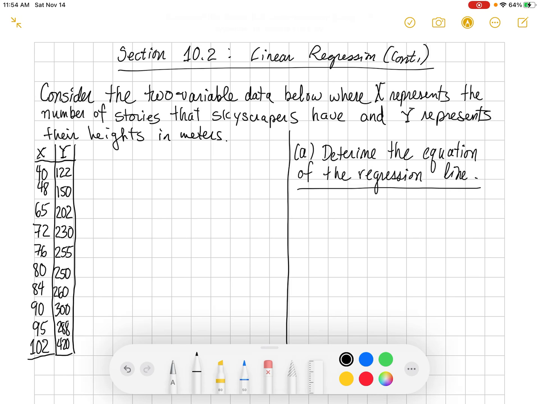So for example, a 40-story skyscraper here is 122 meters in height, all the way up to the last one, a 102-story skyscraper that is 420 meters in height. What we want to do, first of all, is determine the equation of the regression line for this data set. When you're finding the equation of the line, we're going to call it y hat, the predicted line, equals mx plus b.